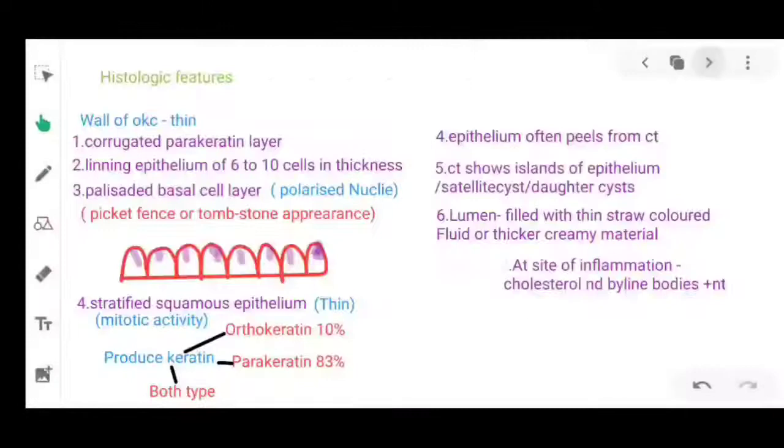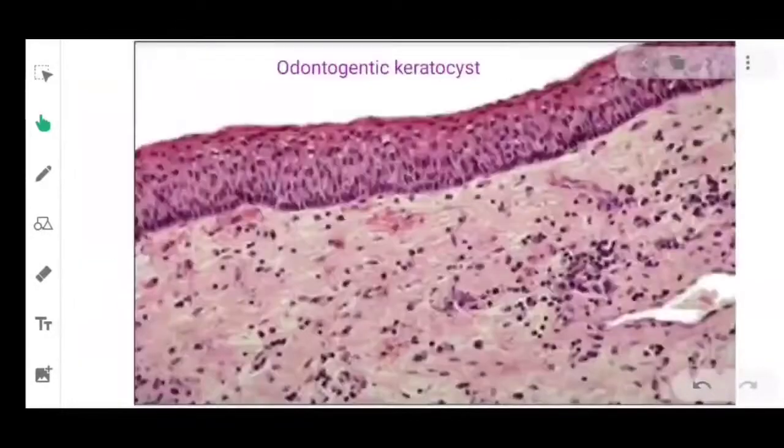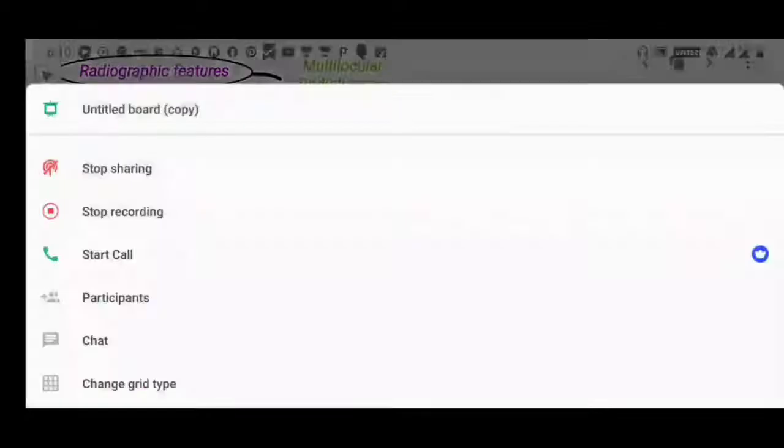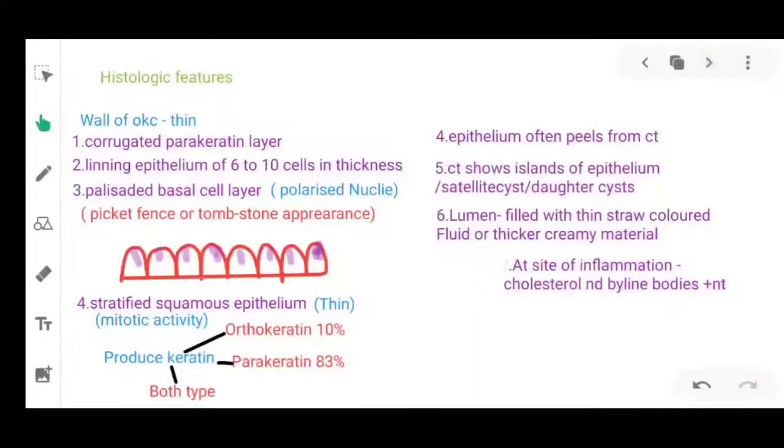Then the second point is it has lining epithelium of 6 to 10 cells in thickness. And the third point, it has a palisading basal cell layer with polarized nuclei. This layer is also called a picket fence or tombstone appearance. This is the diagrammatic representation of the basal cell layer. Sorry, the diagram is not good. And it has polarized nuclei.